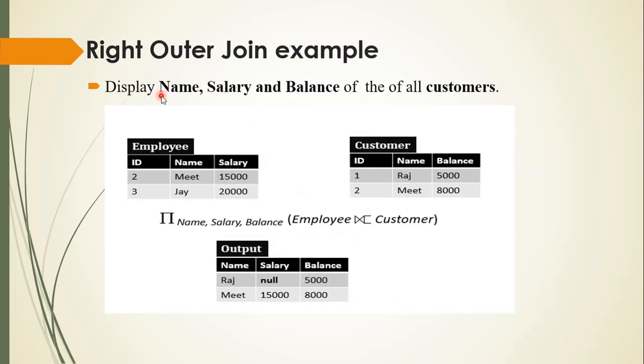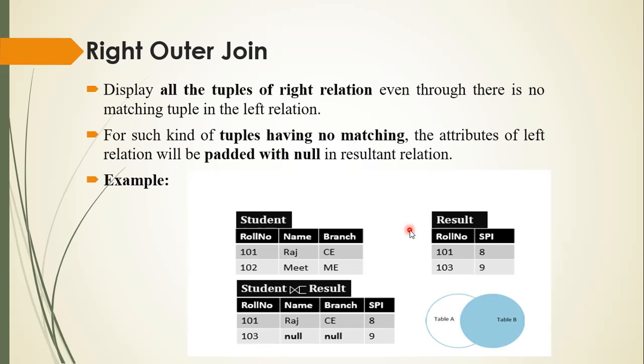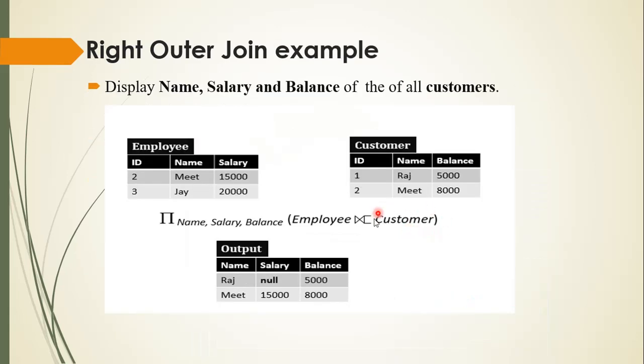Now display name, salary and balance of all the customers. So see here, employee and customer. We are selecting name, salary and balance, so pi name, salary and balance. Now employee right outer join customer. Since it is right outer join, we have to consider the right table, customer. So for that we have to display the name, salary and balance.